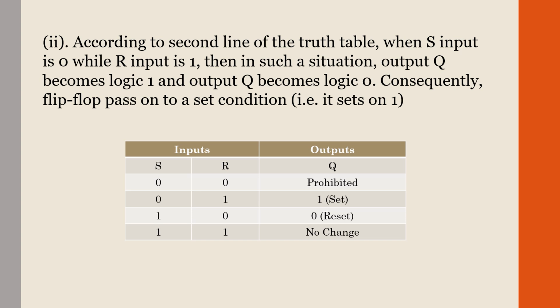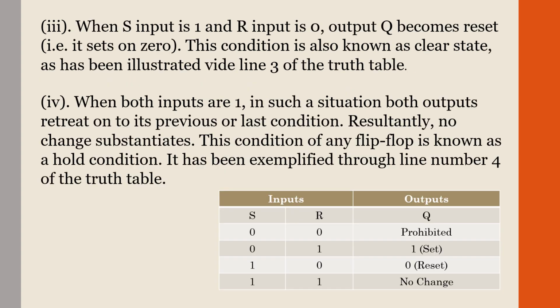According to second line of the truth table, when S input is 0 while R input is 1, then in such a situation, output Q becomes logic 1 and output Q-bar becomes logic 0. Consequently, flip-flop passes on to a set condition. When S input is 1 and R input is 0, output Q becomes reset. This condition is also known as clear state, as has been illustrated by line 3 of the truth table.